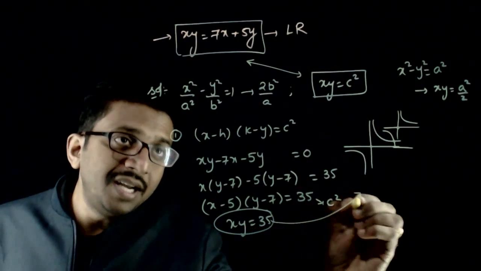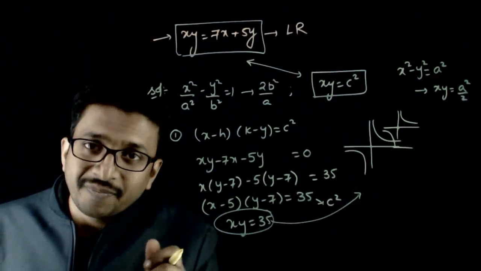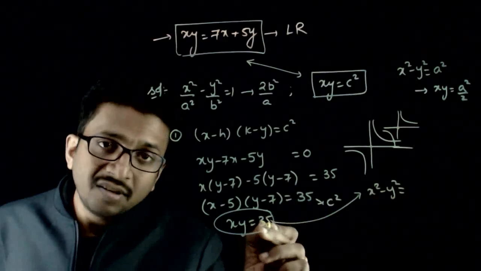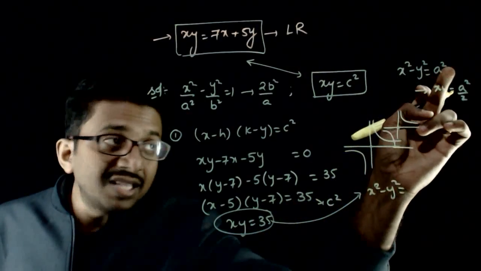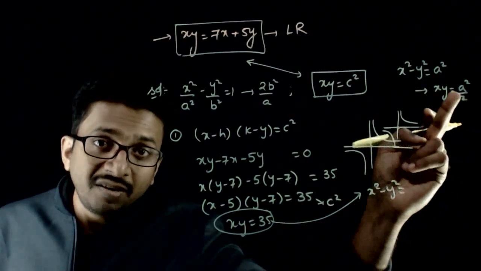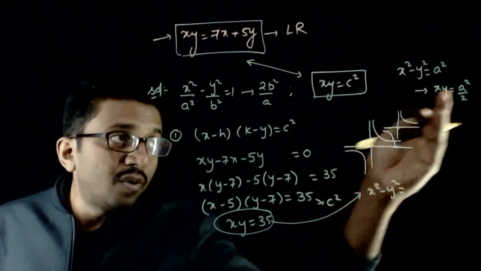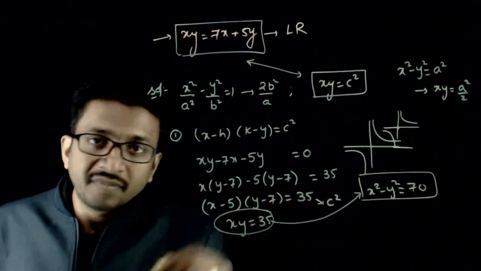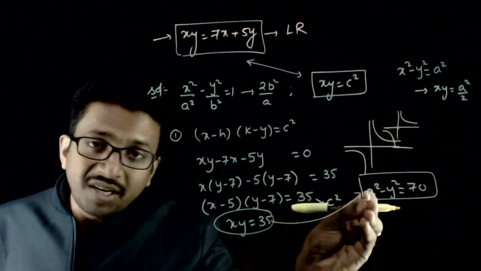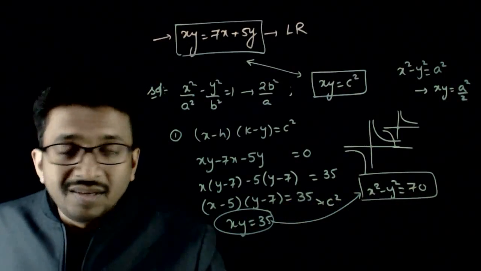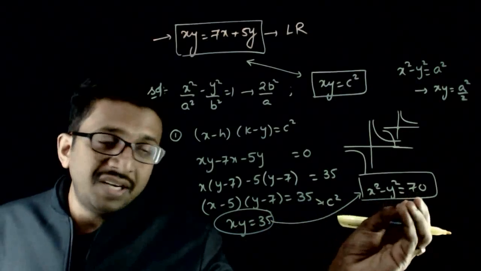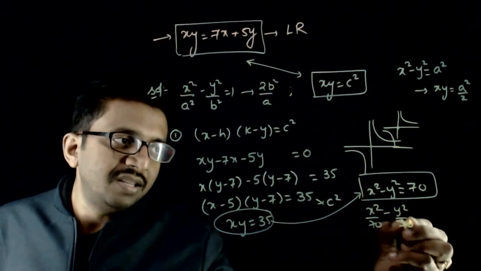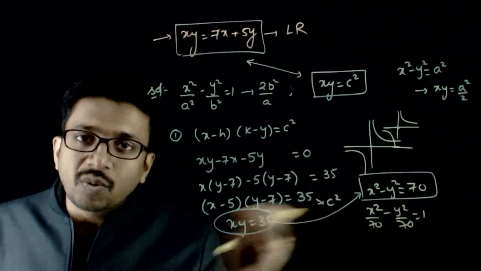If I convert it back into this form by rotation of axes, what does this hyperbola become? x² − y² = ..., so if this is a²/2, this will be a², that is double. So whatever is here, you will have double of that. That is 70. So xy = 35 gets converted to x² − y² = 70. This is a rectangular hyperbola where a² is also 70, b² is also 70. That is x²/70 − y²/70 = 1. a² and b² both are 70.